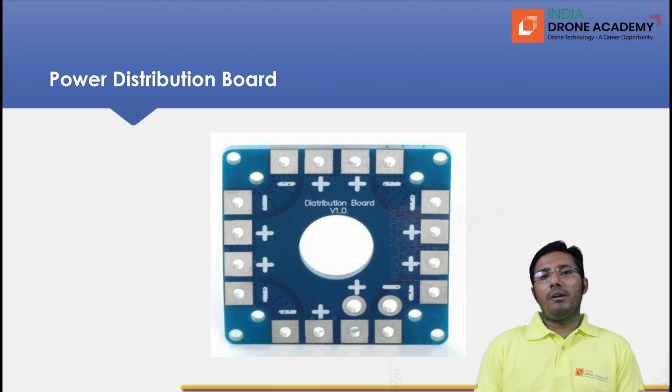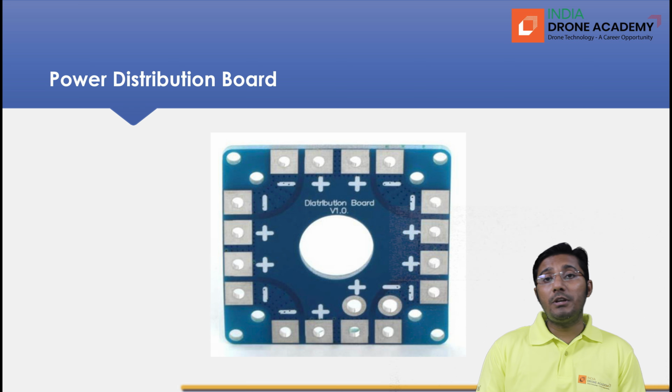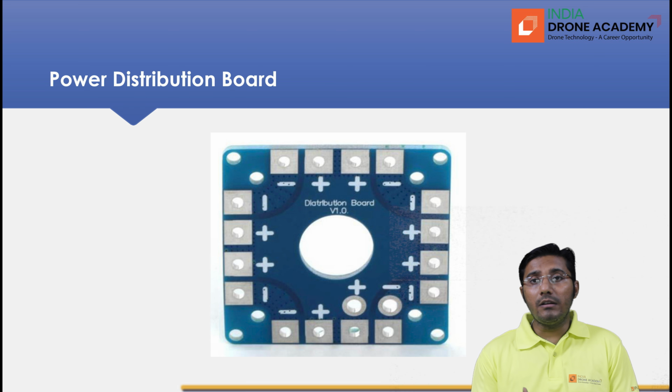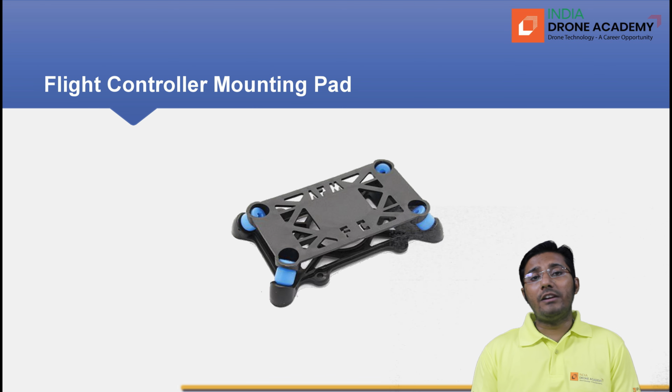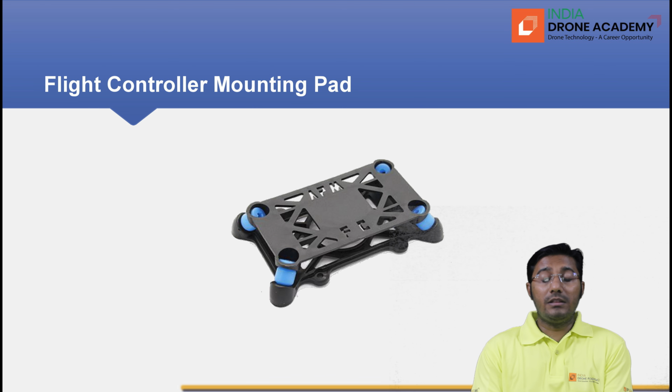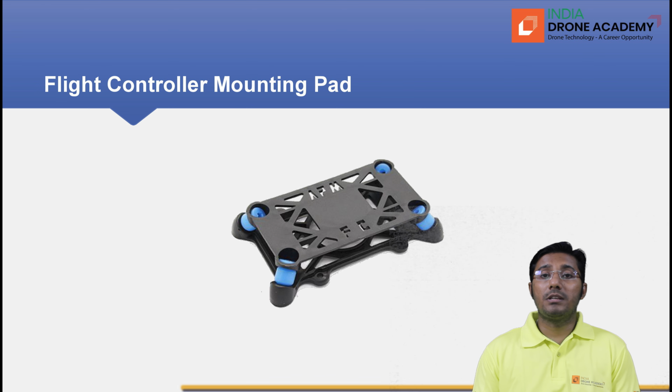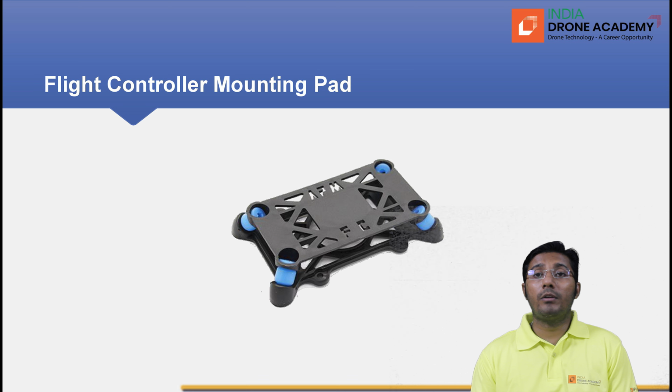Power distribution board, PDB. The power distribution board provides current supply to the various components of a drone, and it contains the circuit within itself. It also allows a very organized supply of the current to each component of the drone. Flight controller mounting pad. This flight controller mounting pad is used for the protection of the flight controller, because the flight controller is a very sophisticated and very important part of the drone.